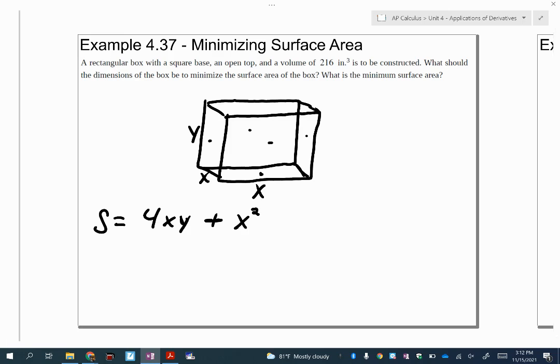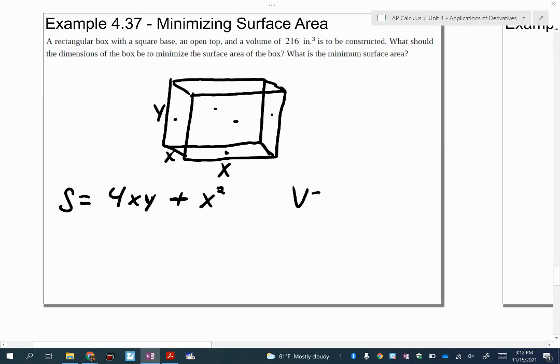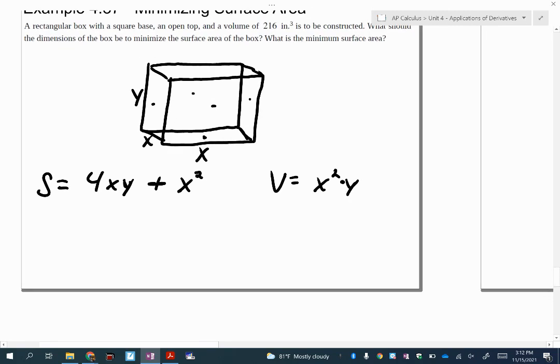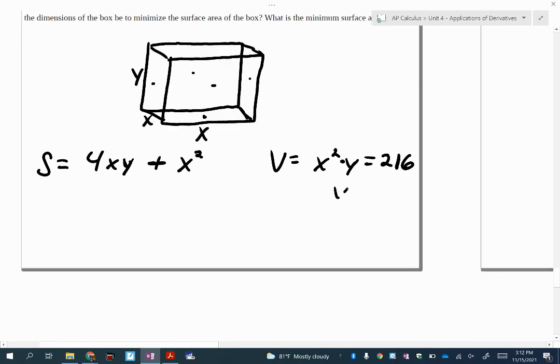Now, I'm not ready to take the derivative and figure out what the minimum is just yet because I have 2 unknowns. But what I can do is figure out a way to rewrite Y using X. In terms of the volume, that's going to be X squared times Y, right? Because length times width times height gives the volume.